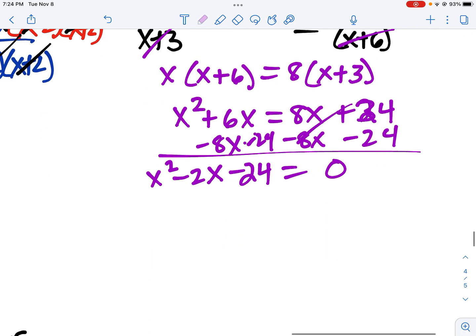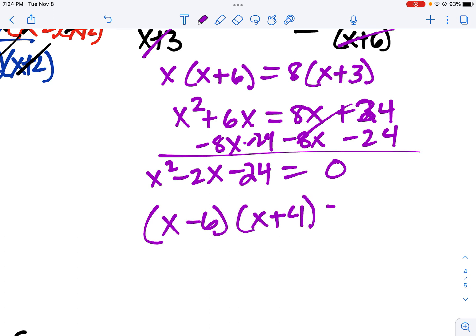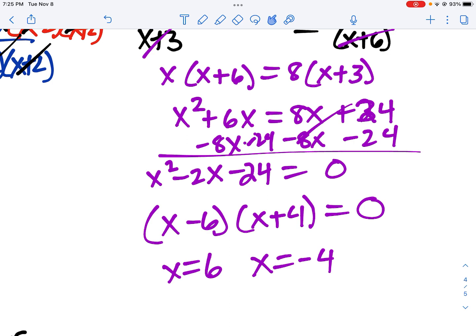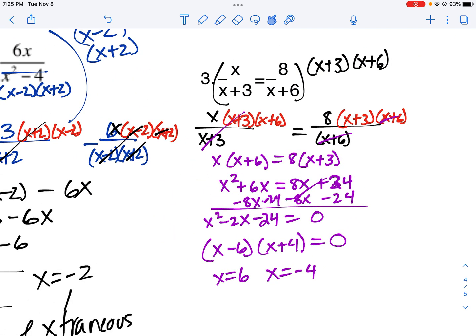And again, you've got to factor. So this factors into x minus 6, x plus 4 equals 0. So we have two answers, x equals 6 and x equals negative 4. And if we go back and look at our denominator, well, we could have both of those. They both work, so there's two solutions.